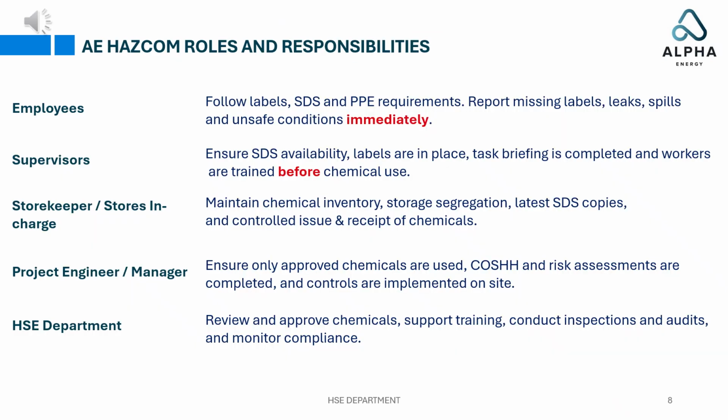Let's talk about who does what when it comes to chemical safety at AME. We all have a part to play. First, employees. That means you. Your responsibilities are straightforward. Follow labels, SDS requirements, and PPE requirements. And if you see anything wrong, missing labels, leaks, spills, or any unsafe conditions, report them immediately. Don't wait. Don't assume someone else will do it. You see it, you report it.